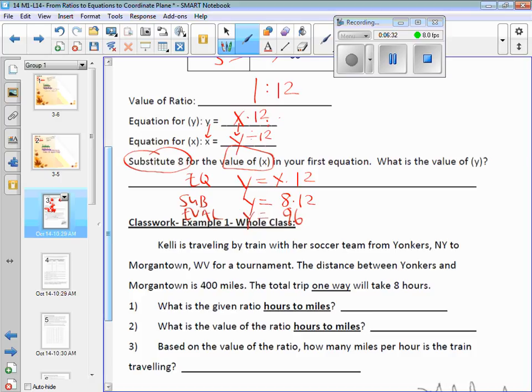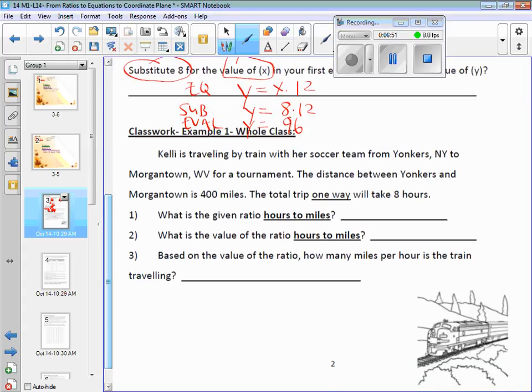Okay, so I'm gonna hit pause on the recording to give you time to read the word problem quietly to yourself, and then I'll start it up again. So as you've always been doing, read your word problem, underline what you think are the key parts of that math problem, and then we'll do it together. Nothing new here, right? Yonkers to Morgantown. I need the ratio, hours to miles.